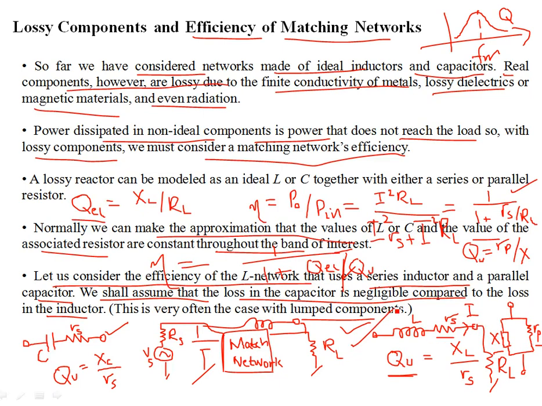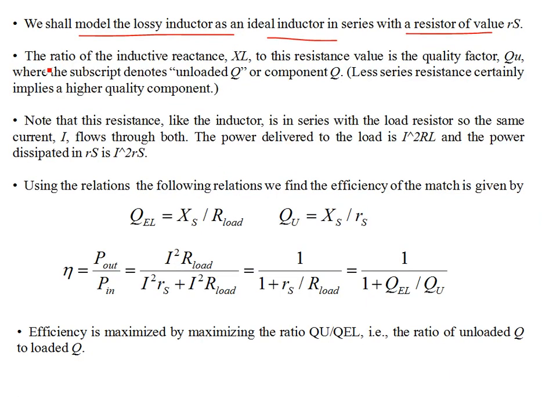What we are doing here is the same thing we did in the previous slide. The ratio of the inductive reactance XL to this resistance is the quality factor. The subscript U, QU, represents the unloaded Q or the component Q. A smaller series resistance RS implies high component quality. It is a component quality, not associated with the load. It has nothing to do with the load. It is not the circuit quality; it is the quality associated with the component, and that component is the inductor in this case.